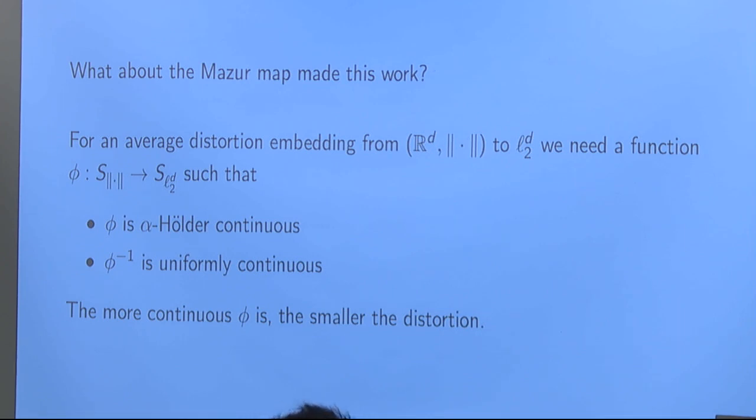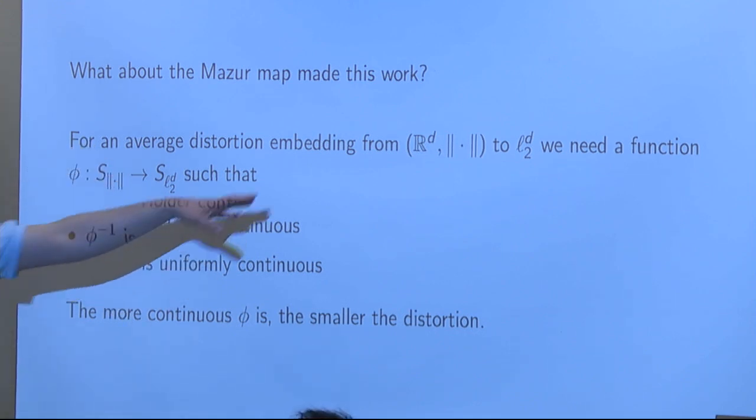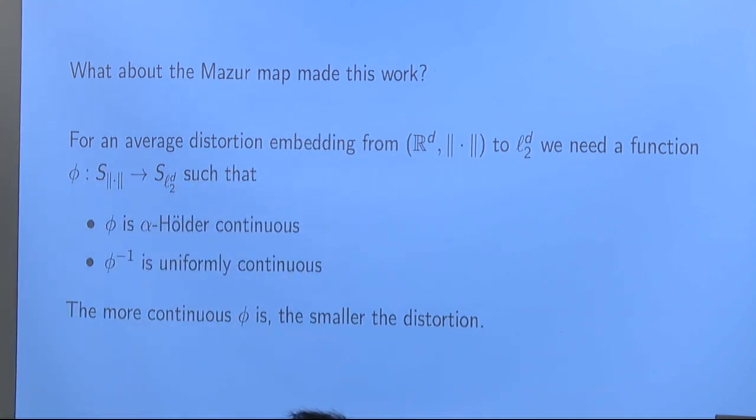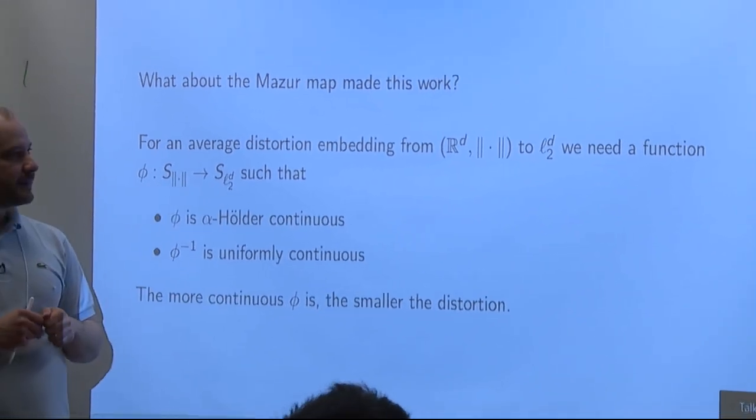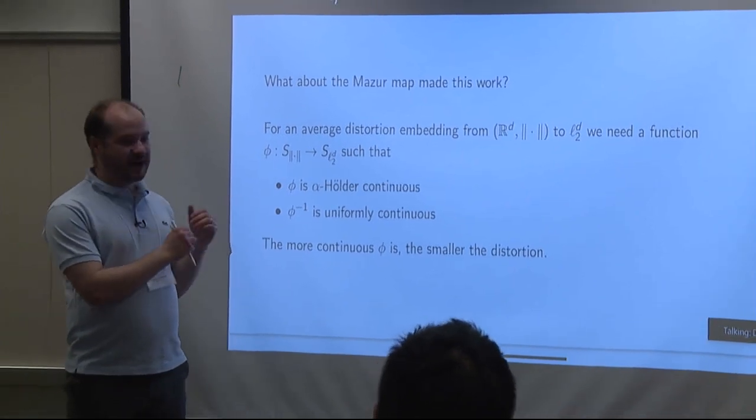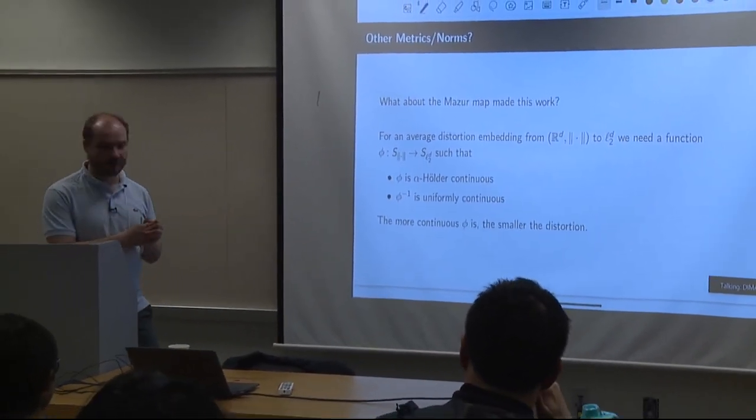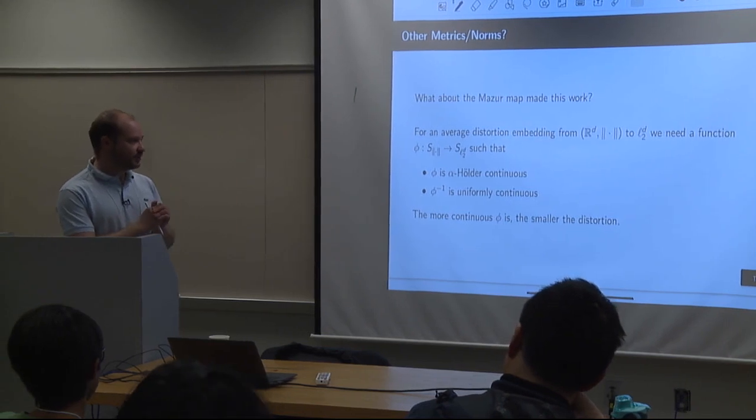This type of object has actually been studied a lot. There has been a lot of work constructing these kinds of functions between spheres that are nicely continuous and have continuous inverses. And whenever you have a function like that, roughly speaking, you can get an average distortion embedding from this norm to L2. So if you have a nicely continuous function between the sphere of your norm and L2 that also has a nicely continuous inverse, then you get an average distortion embedding in a similar way to what I just showed you. So things just get a little more technical.